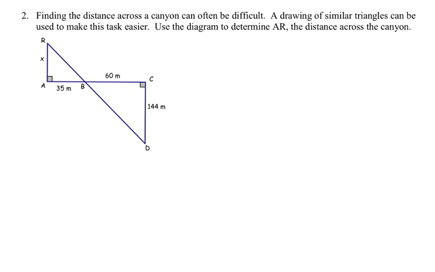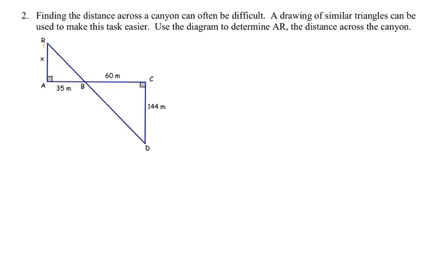Okay, the next question is another type of problem. It says finding the distance across a canyon can also be difficult. So basically our canyon is from R to D, and if you visualize a big canyon, you can't jump across it and measure across. What you can do is be here on the side of the canyon and measure to the edge of the canyon, and be over here and measure to the edge and measure to there. So you can do these measurements. The measure you can't make is that one. So you can find that length using similar triangles.